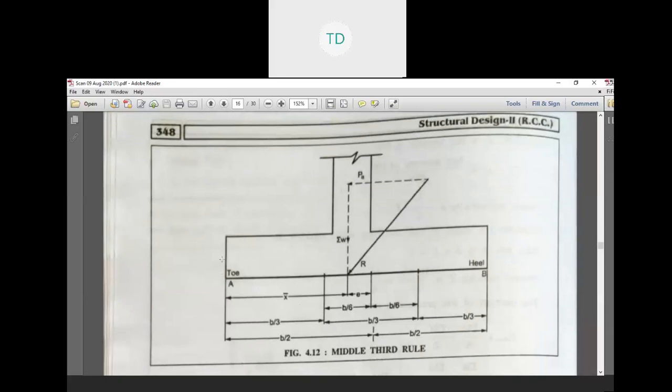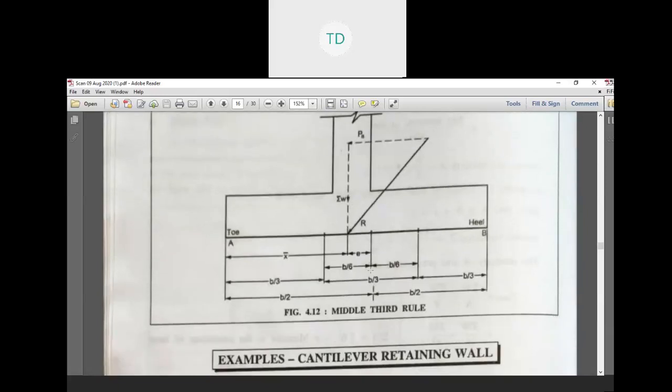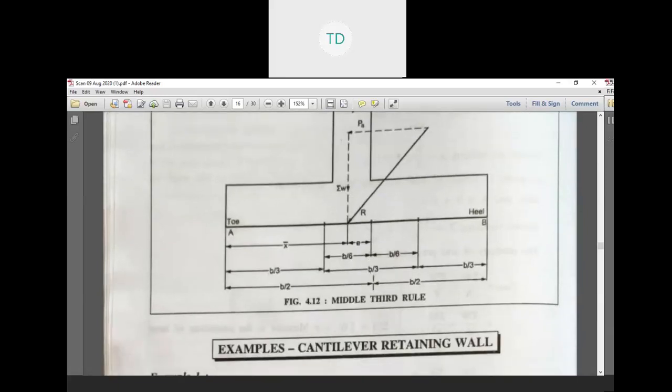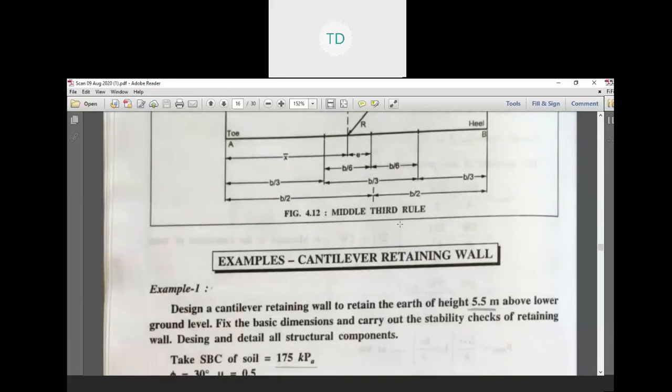Middle third rule. Toe of retaining wall, heel of retaining wall, pressure from the retaining wall, total pressure of weight of all elements, also called horizontal pressure, and reaction of all that pressure. That's why it's considered as the middle third rule.